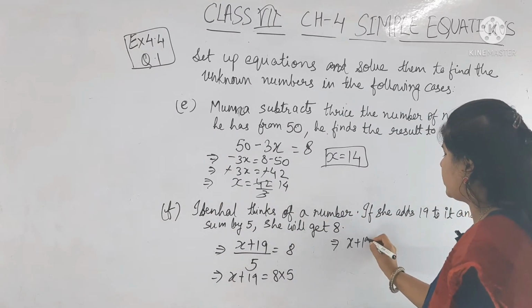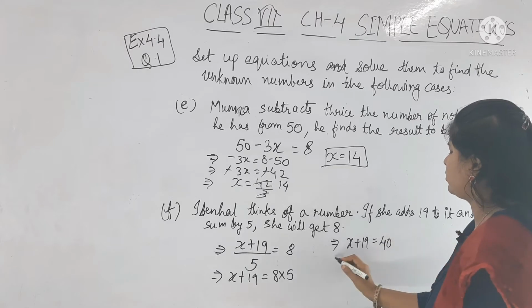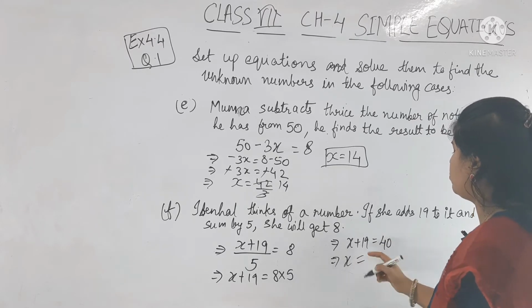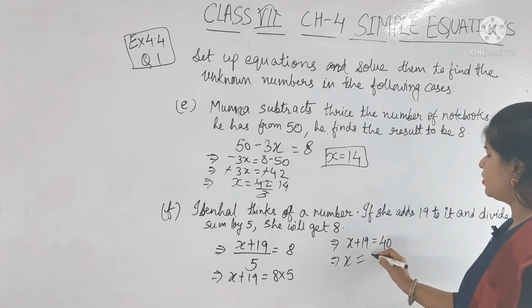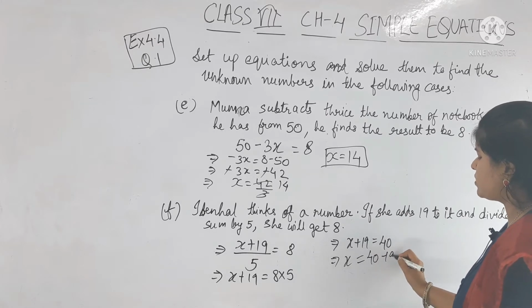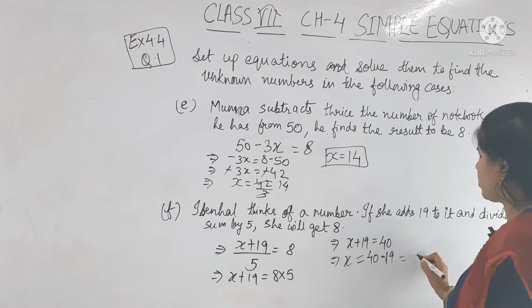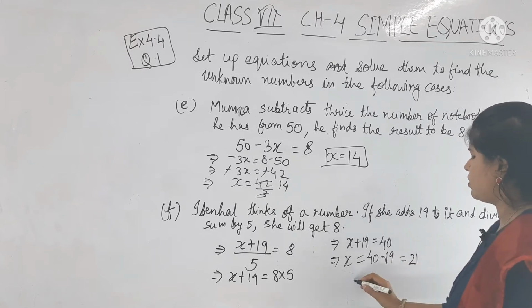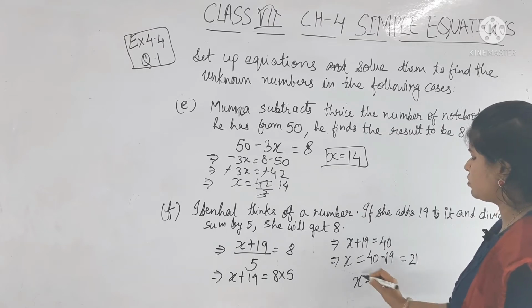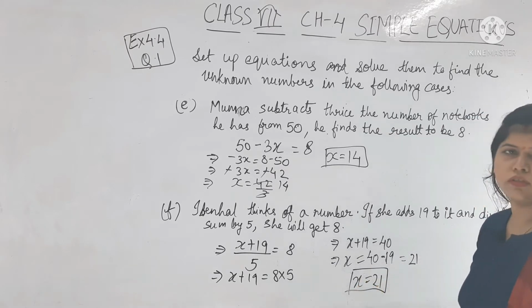X plus 19 equal to 85 is 40. X equal to 40 minus 19, 10 minus 9 is 1, 3 minus 1 is 2, so I am getting x equal to 21. This is your answer.